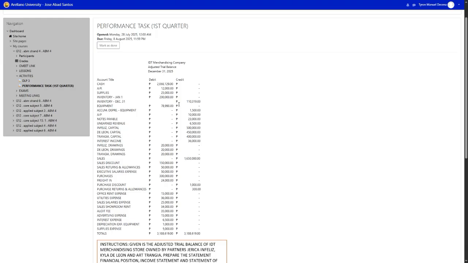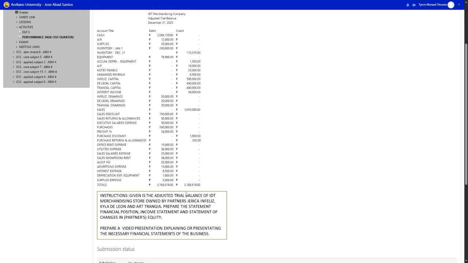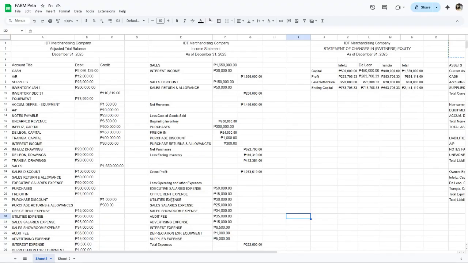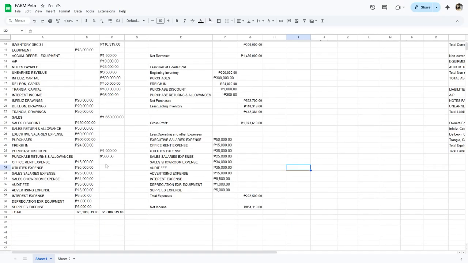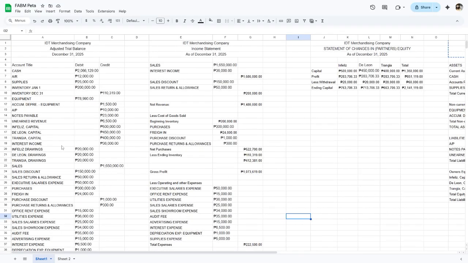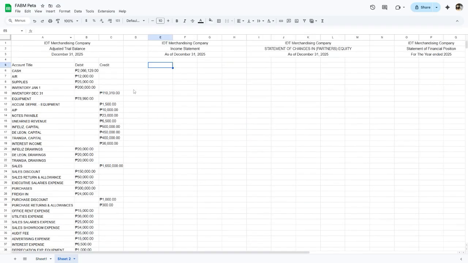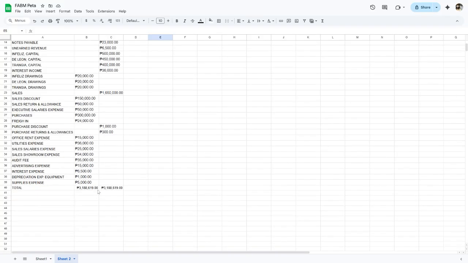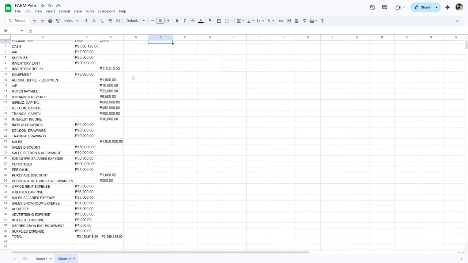Okay, let's begin. As you can see, it's my performance task for FABM. The instructions: prepare a video presentation presenting the necessary financial statements of the business. I've already solved the trial balance and adjusted trial balance, but for the sake of the video, I'll do it again. So here's the adjusted trial balance.